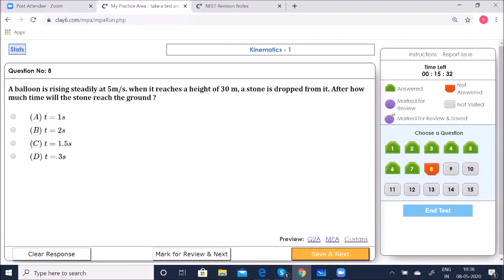Eighth one. A balloon is rising steadily at 5 meters per second. When it reaches a height of 30 meters, a stone is dropped from it. After how much time will the stone reach the ground? So the balloon is going at a velocity of 5 meters per second. When it reaches a height of 30 meters, the stone is dropped from it. Let's see.